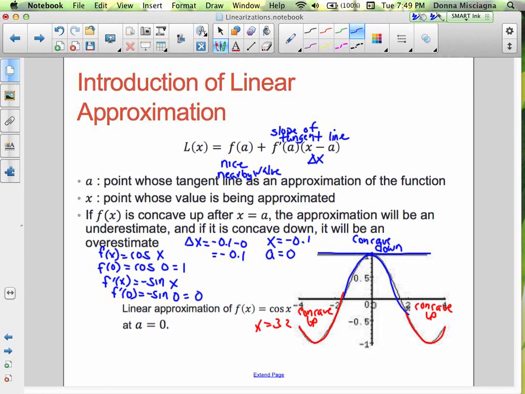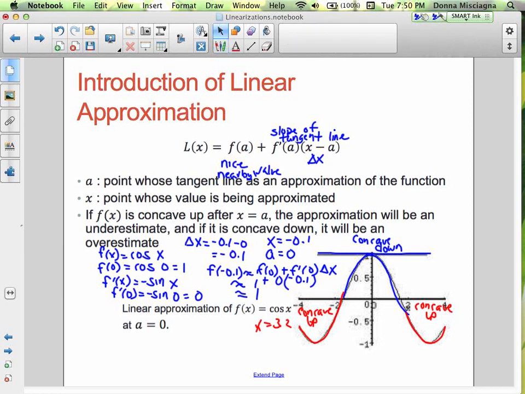So f of negative 0.1 is approximately, right? So f of a is 0. Actually, maybe I'll write it in as f of 0, plus f prime of 0 times the change in x. Right? And so that would be 1 plus 0 times negative 0.1. Well, that's just going to be 1.